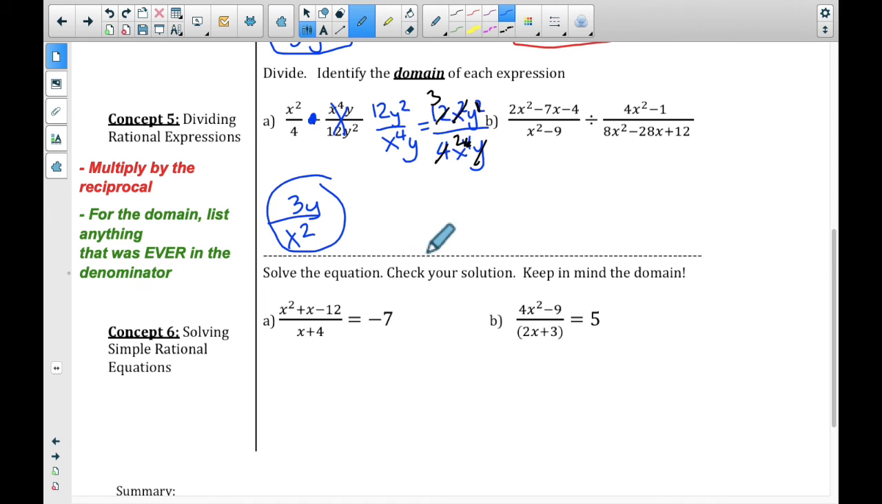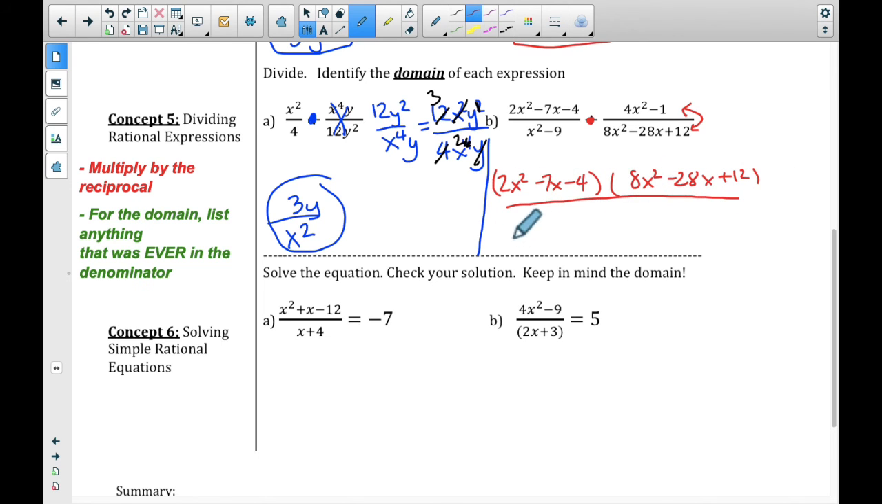I remember I said I want to talk about domain, but let's actually do that with this one instead. I'm going to keep this, and multiply by the reciprocal. So I'm going to change it to times, and flip it upside down, and rewrite it. So I have 2x squared minus 7x minus 4 times 8x squared minus 28x plus 12 all over x squared minus 9 times 4x squared minus 1.